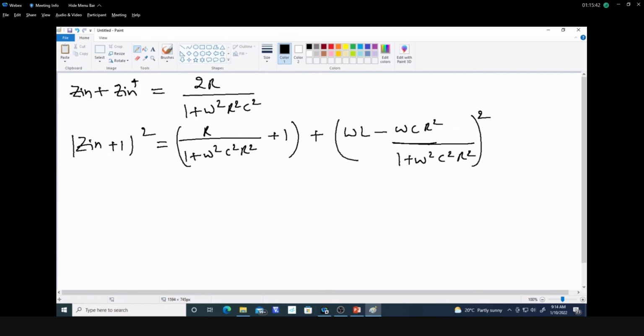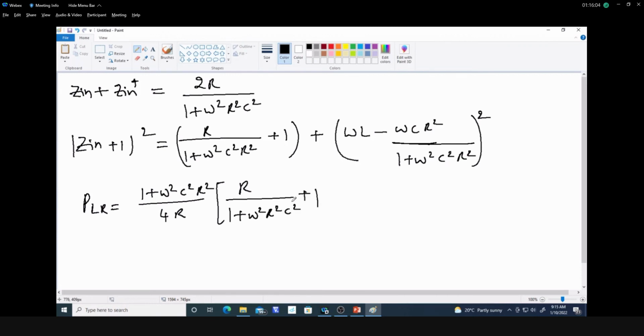Now for that PLR ratio, if I substitute these values, we get (1 plus omega square C square R square) divided by 4R, into the bracket: R divided by (1 plus omega square R square C square) plus 1, whole square, plus (omega L minus omega C R square) divided by (1 plus omega square R square C square), whole square.